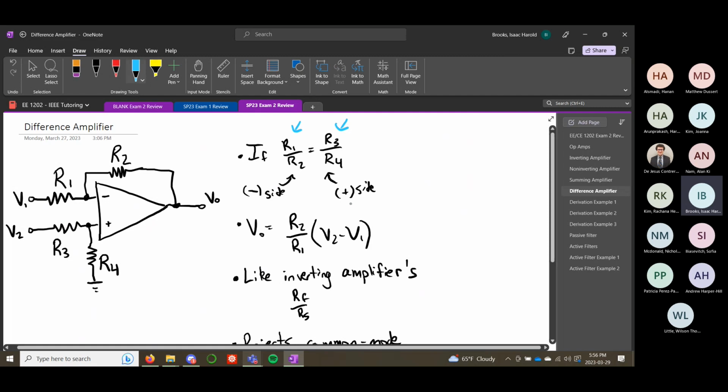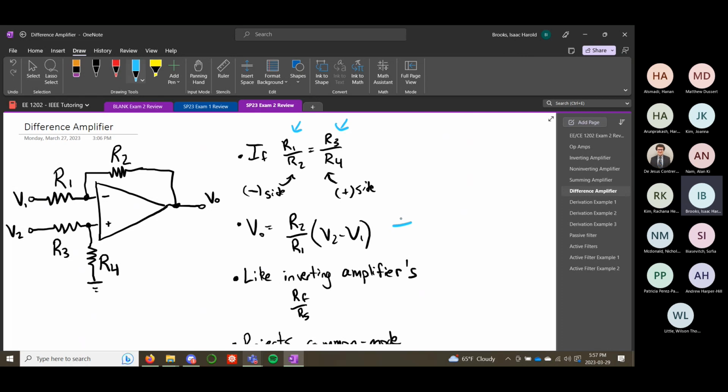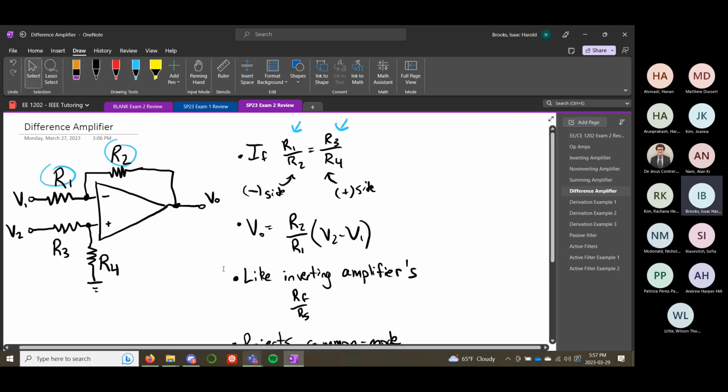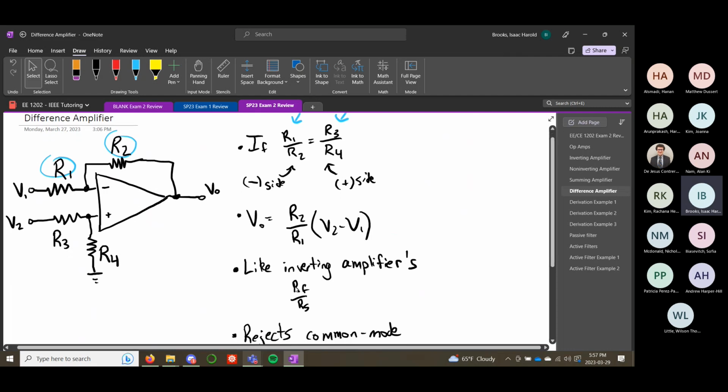The difference amplifier is nice. This one works how you'd expect an op-amp with two inputs to work: it amplifies the difference between these two inputs using this gain equation, R2 over R1, the negative side resistors, times the difference between the positive and the negative inputs. So the gain factor is Rf over Rs. It's the same as the inverting amplifier, R2 over R1.